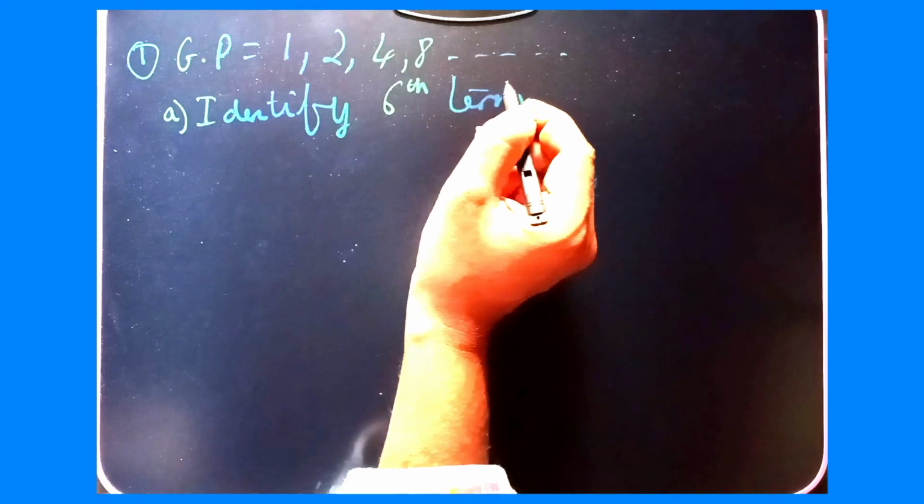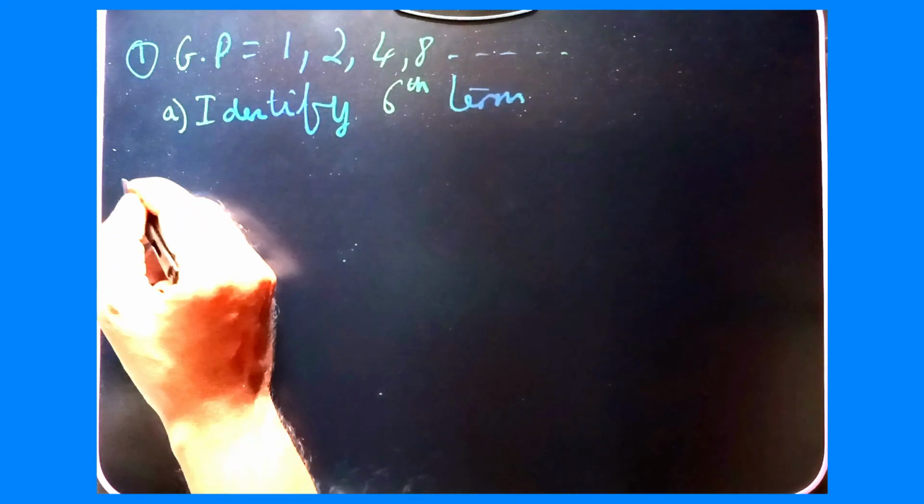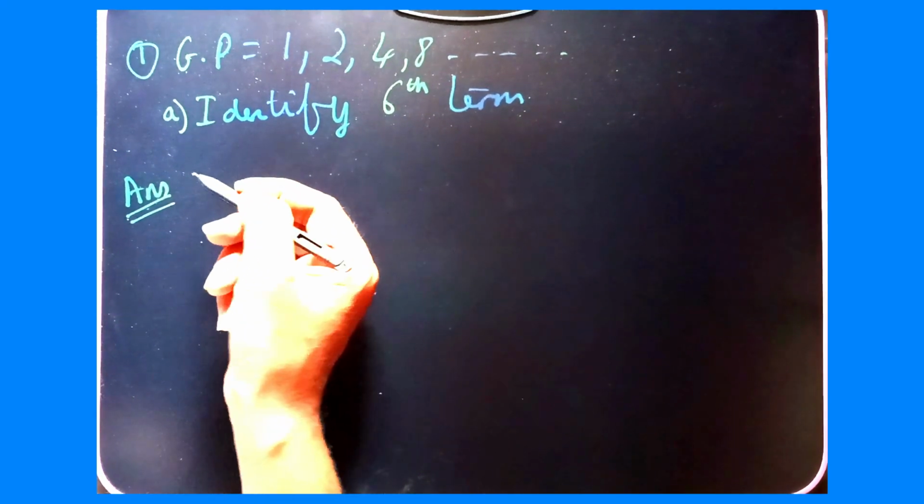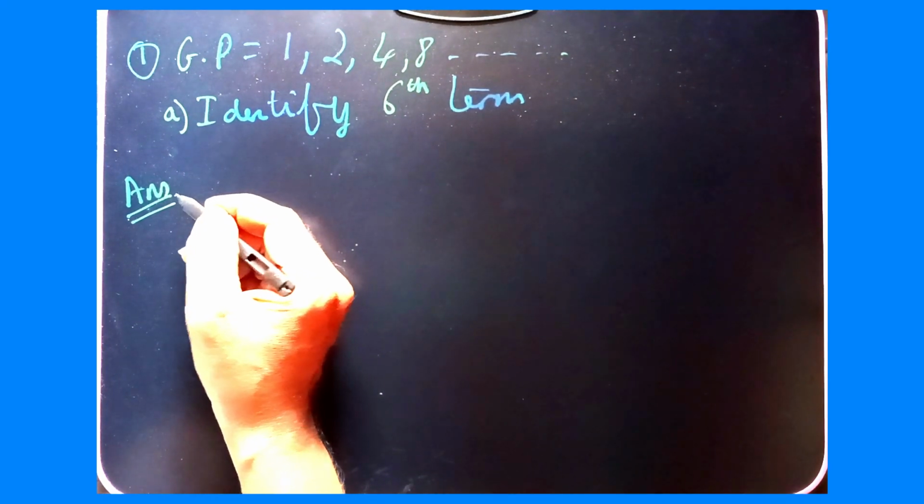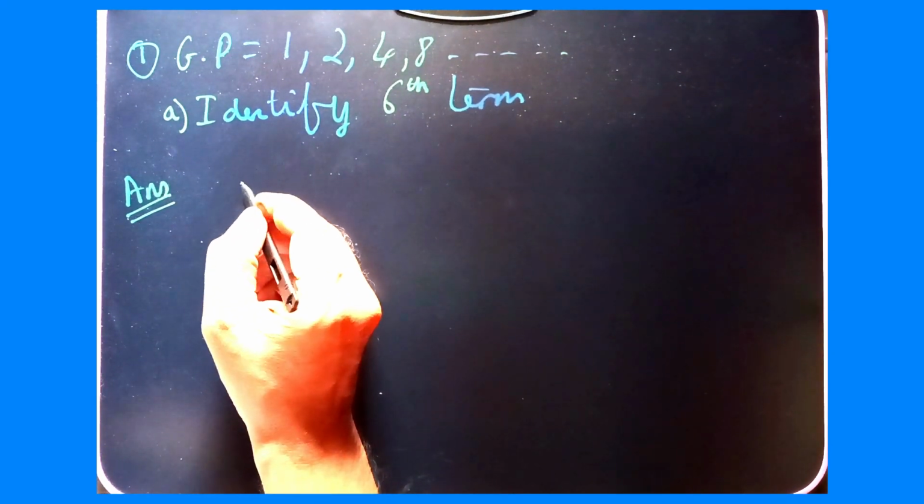We have to identify the sixth term. So for geometry, I'm going to solve it now. You try to solve it yourself before you look into the solution. You pause it and try to solve it yourself.